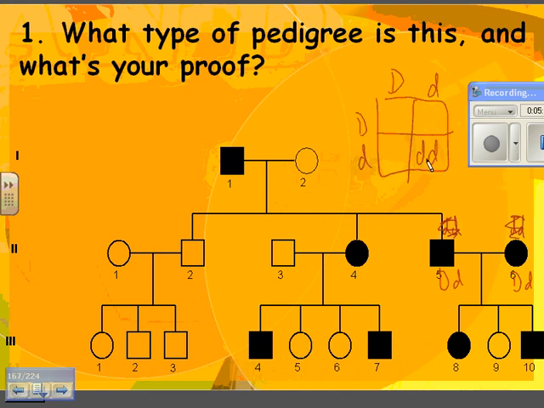And you can see that they do have a chance of having a kid with the recessive, normal trait. So this must be a dominant trait. And also the other hint for that is that it's in every single generation. It's not skipping any generations, but here's your absolute proof that it's dominant.